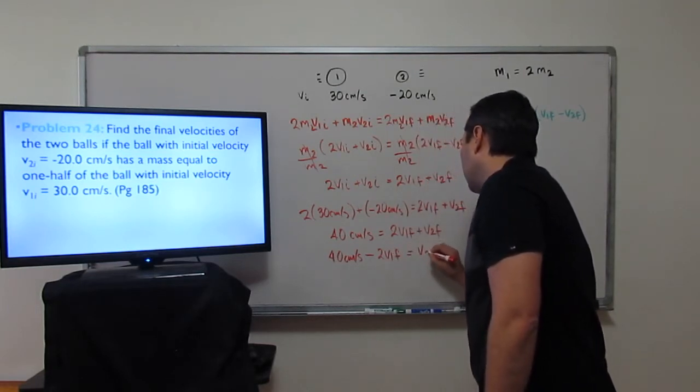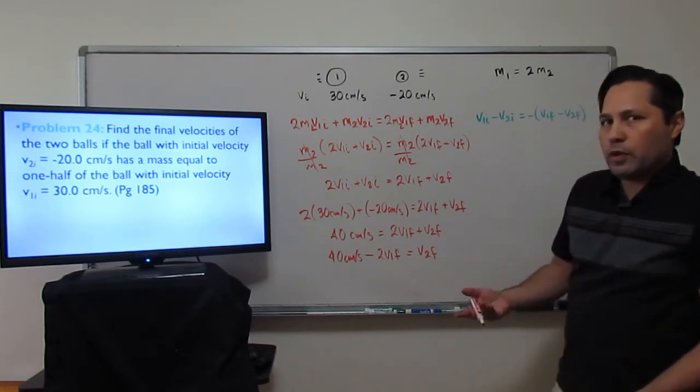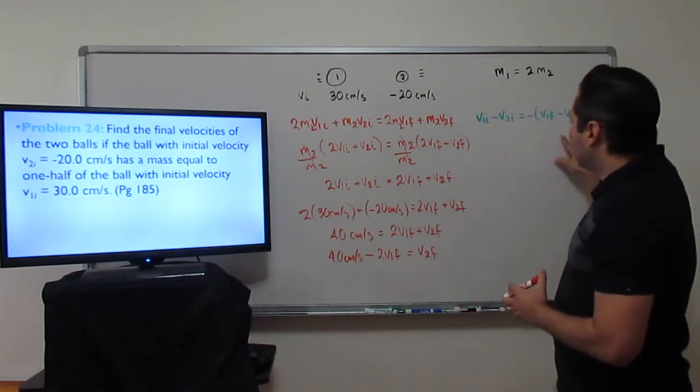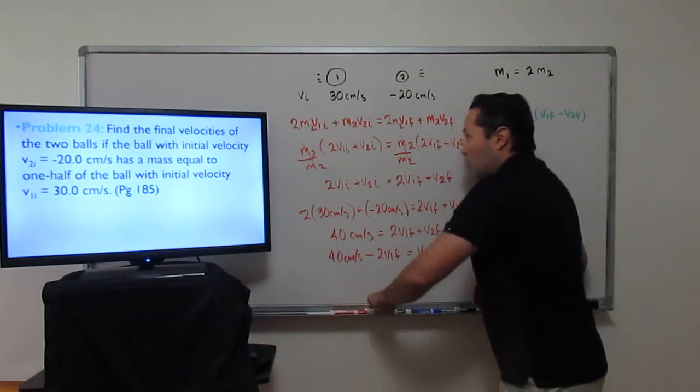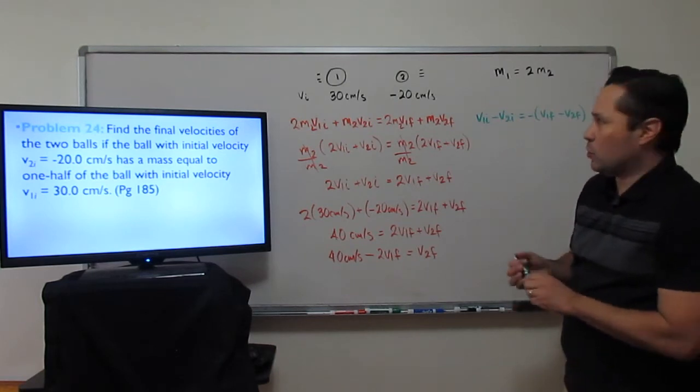It's equal to v2 final. Alright, so we're going to leave it like that. We've isolated one of the final velocities, v2 in this case. Now we're going to do the same for this formula, where we substitute these values in and try to isolate the v2 as well.